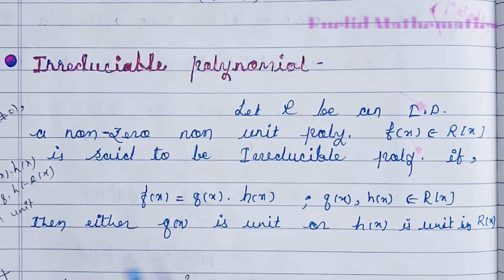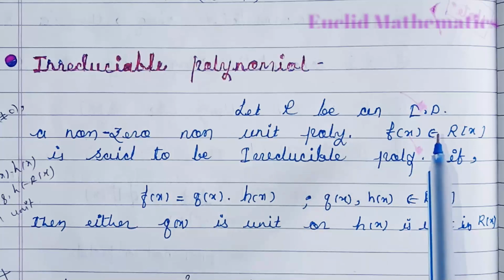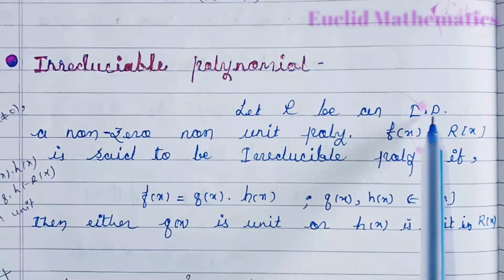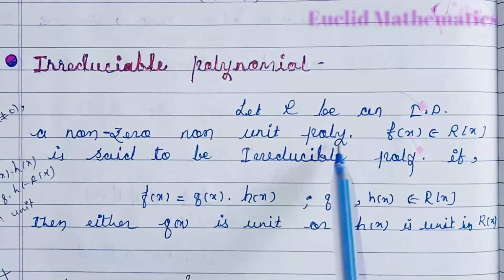So we have R as an integral domain. We know the meaning of integral domain: a commutative ring with unity where, if the product of two elements is zero, then one of the elements has to be zero. So this is the definition of an integral domain. That means R satisfies the integral domain property, and we take a non-zero non-unit polynomial.